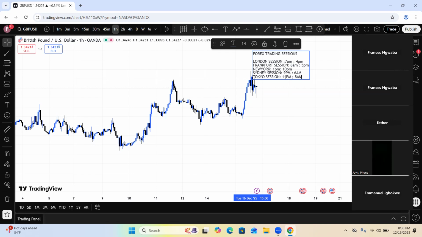It is just basically when the market is more active in that region. So around 7 a.m. to 4 p.m., the market is very active in London. But around 9 p.m. to 6 a.m. it is not active in London. It is active in Tokyo. Every region has its own time zone for when the market is open. You understand?